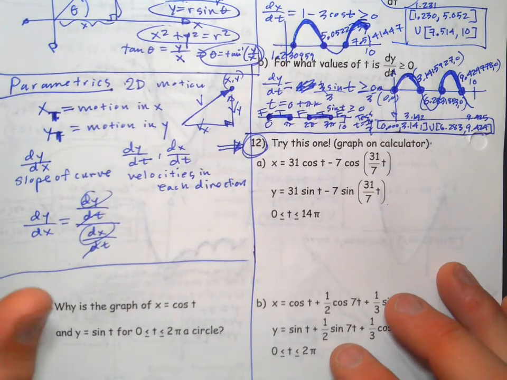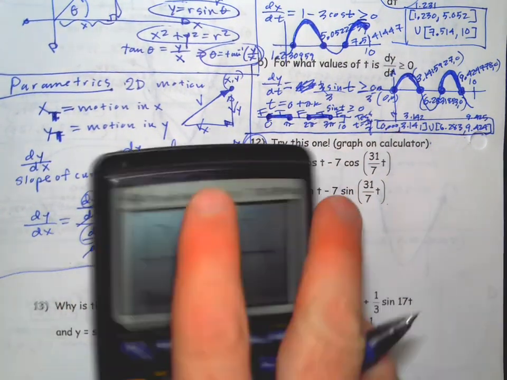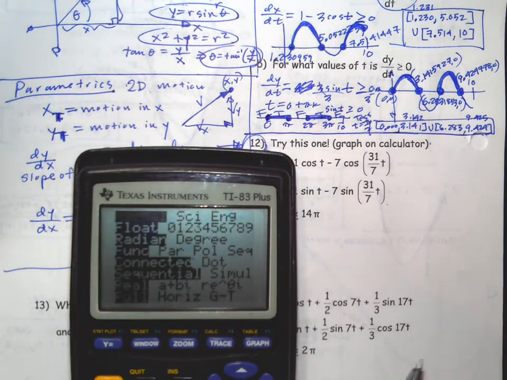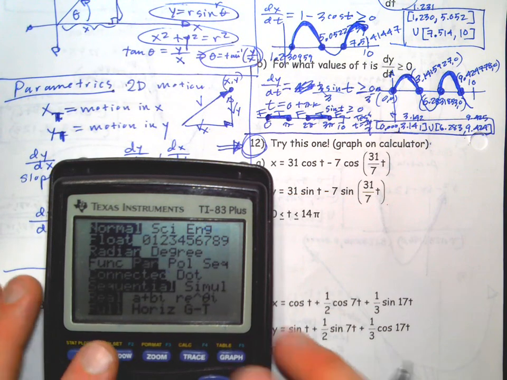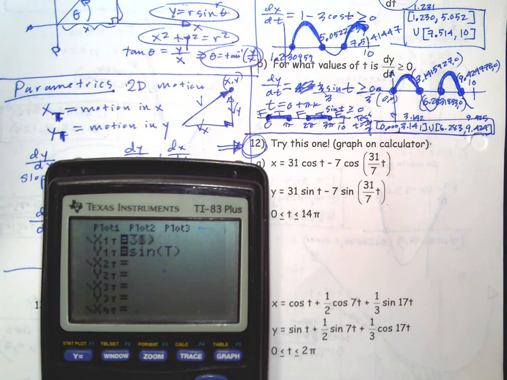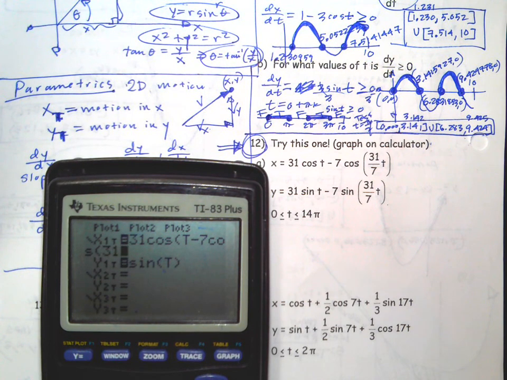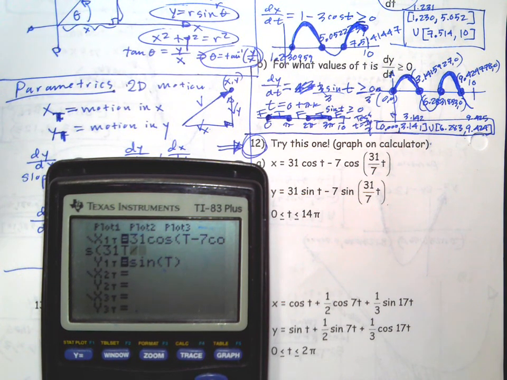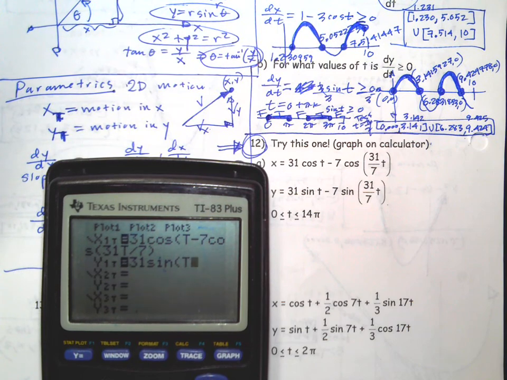a calculator. Don't even need to really think about parametrics now. These ones we're going to do on our calculator. So we're going to go to mode, parametric, and we're just graphing them and drawing a sketch. Go to Y, go to 31 cosine t minus 7 cosine parentheses 31 t divided by 7. And then the y equals is going to be 31 sine t, close.